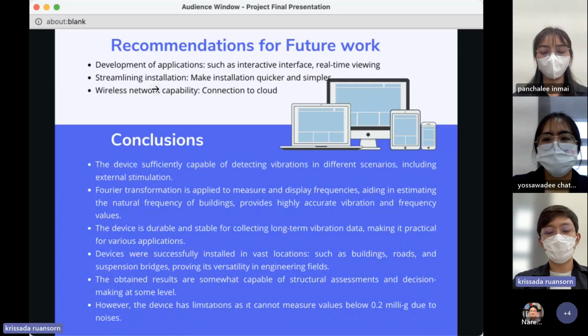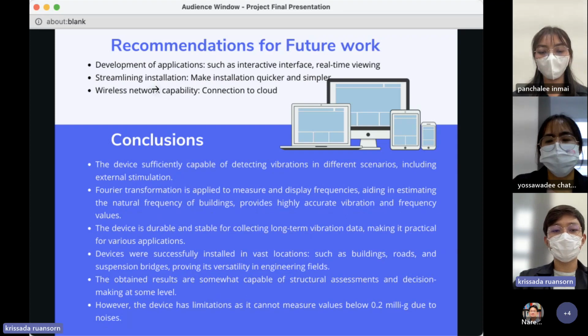For any future work related to this development, we recommend the development of applications such as an interactive interface or real-time viewing. Also, we recommend streamlining installation so that it is quicker and simpler, especially without using external power sources such as a battery or electrical outlet. And the third is wireless network capability so that it can be connected to the cloud and be viewed wherever and whenever.